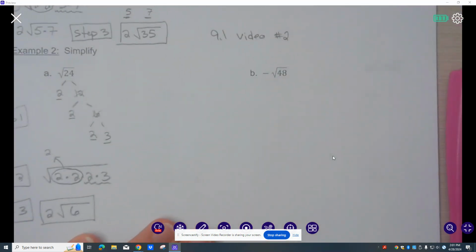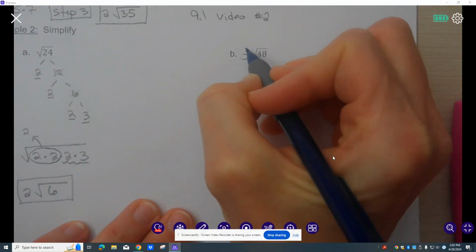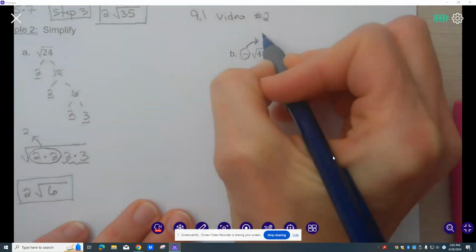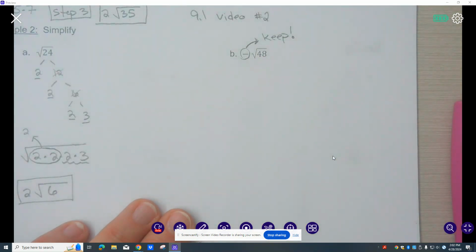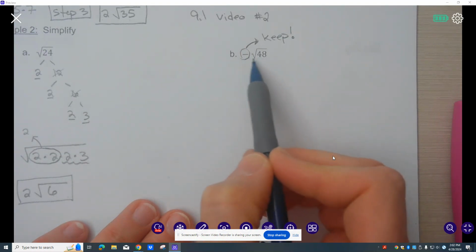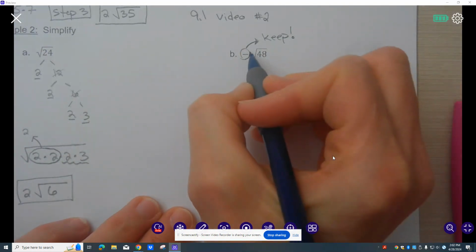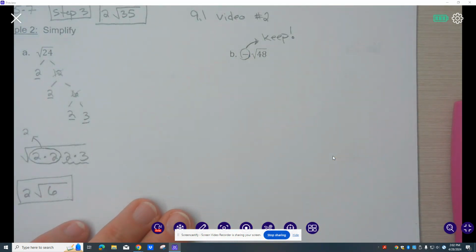All right, let's try another, which is part B of example 2. See this negative right here? That's going to be there the whole time. So we have to remember that that should be in our final answer. If you have a negative outside the jail, it's kind of like a -1 sitting outside the jail. So we're going to keep that there all the way through.